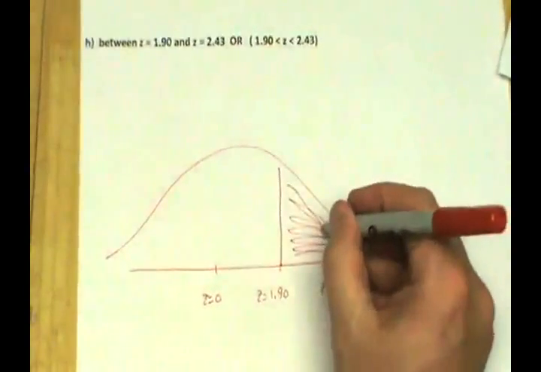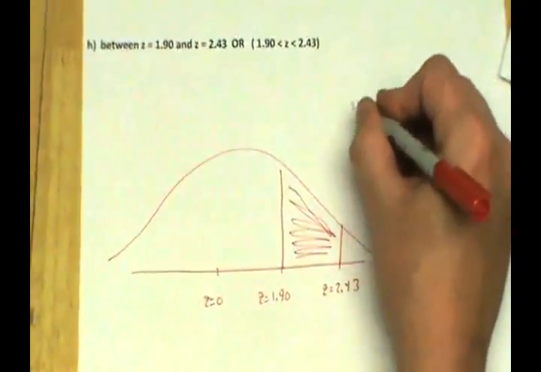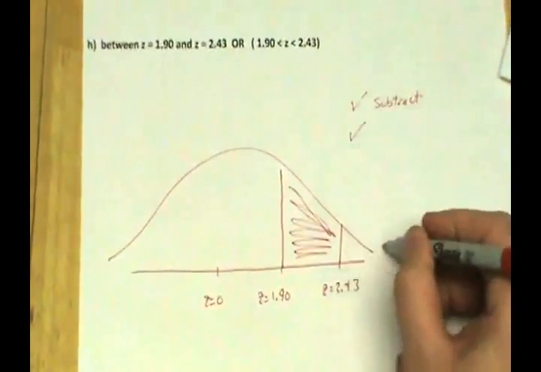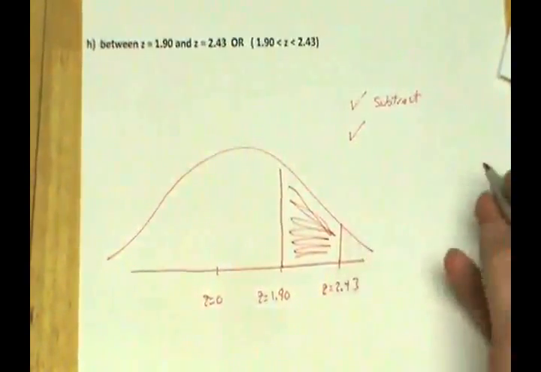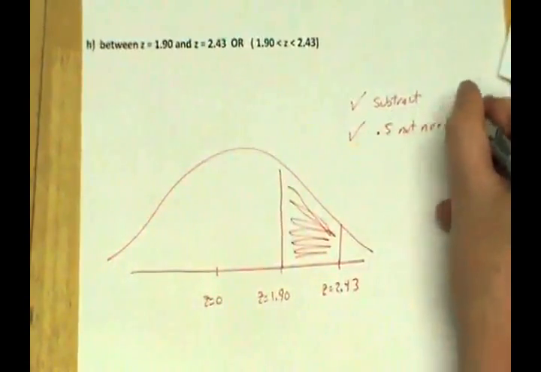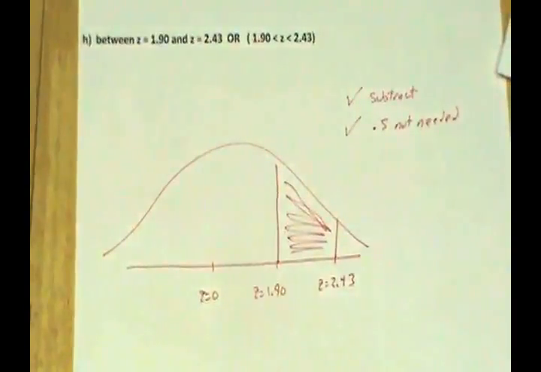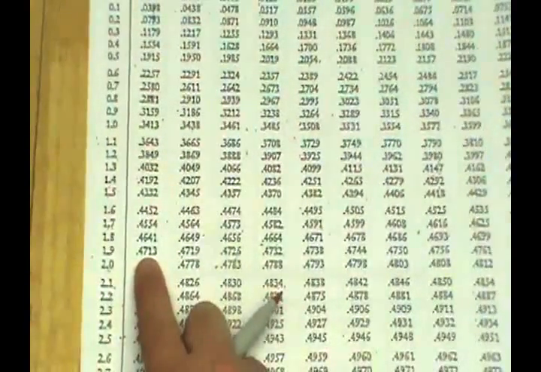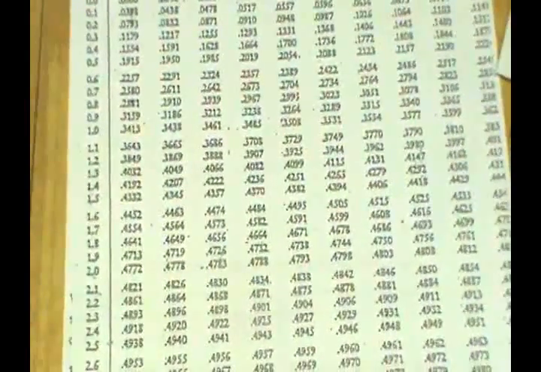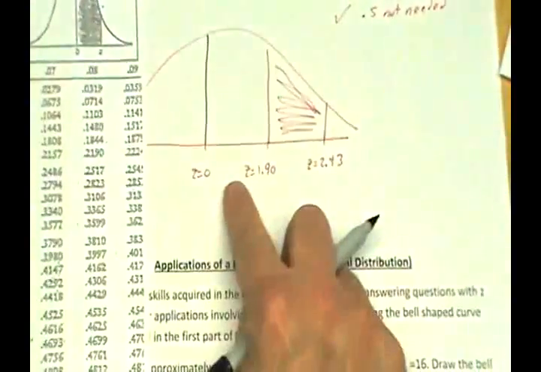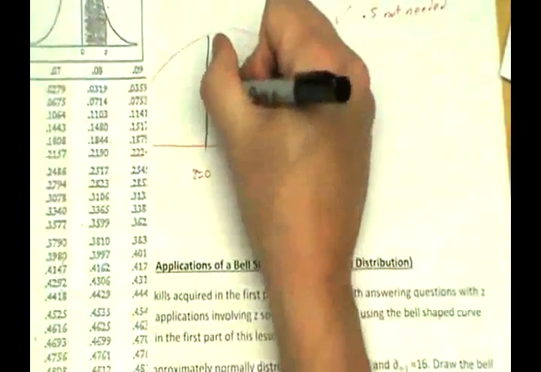So does my shaded region cross 0? No. So you're going to subtract. Is the tail region part of the shaded region for the answer? No. 0.5 is not needed. So what am I going to do? I'm going to look up 1.90. So go over here. 1.90 is, oh, I screwed up a little bit, 0.4713. So let me just go right here. 1.90 again was 0.4713.